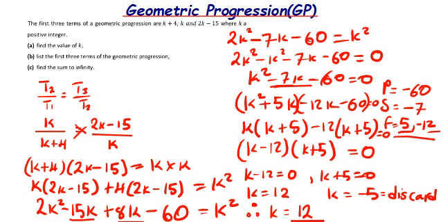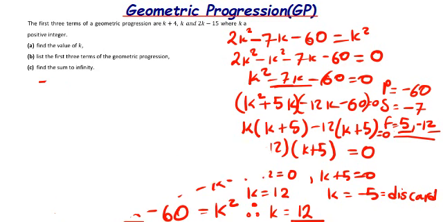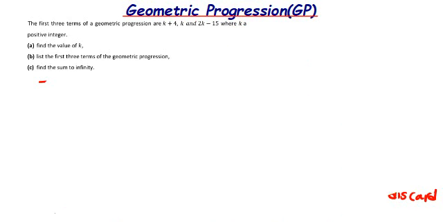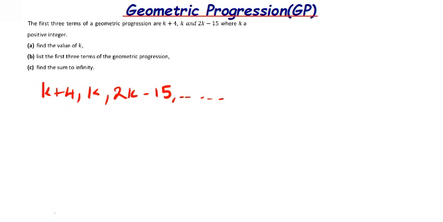Now part B is saying list the first three terms of the geometric progression. So we already have the terms, which is k plus 4, and then we have k, and then you have 2k minus 15, and then this continues like that. So we have to list the first three terms. Now what are those first three terms? You have this term, that term, and that term.